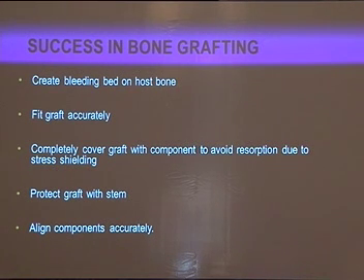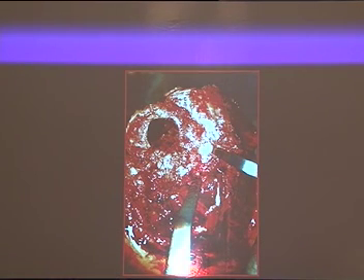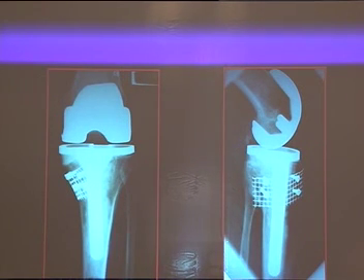They tend to create a relieving bed on the host bone, and they tend to fit accurately without taking more bone off, unlike an augment. They tend to completely cover the graft with the component, and they protect the graft. We should protect the graft with the stem. You can also use impaction bone grafting in certain cases rather than cortical bone. This is a picture where we use impaction bone grafting. This is a radiograph of the impaction bone grafting with a mesh.